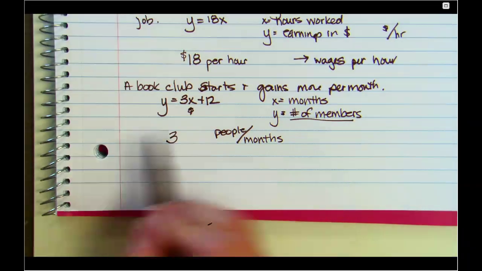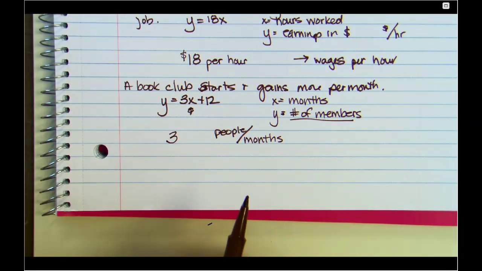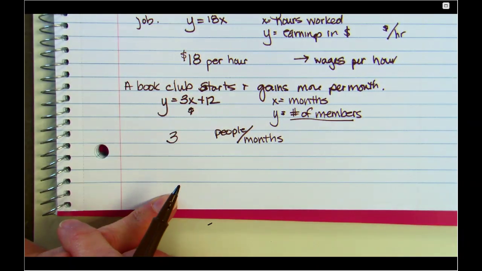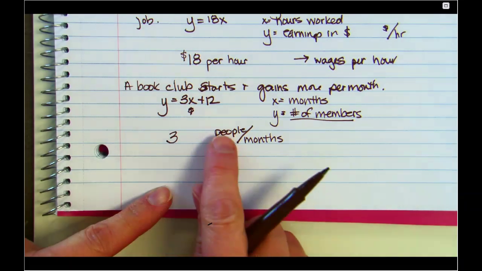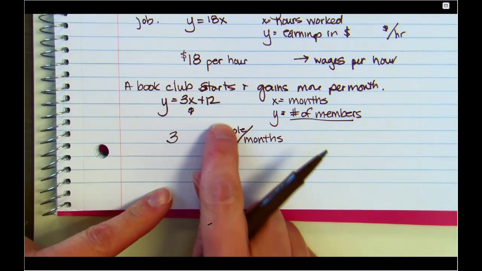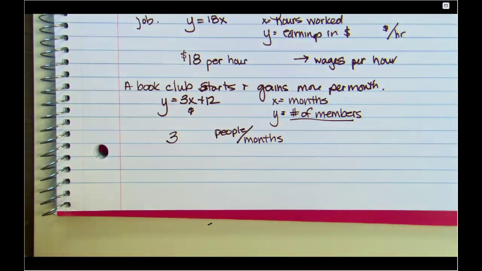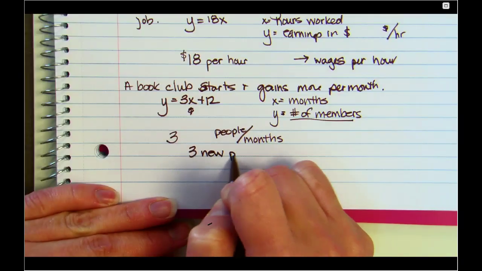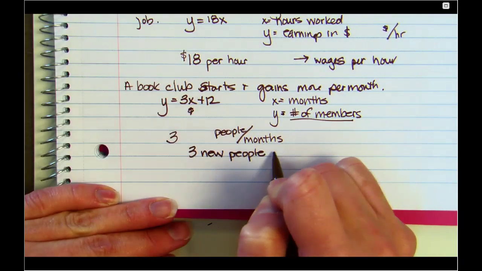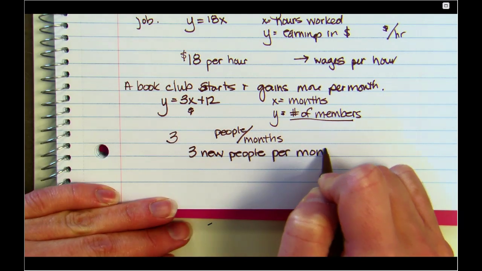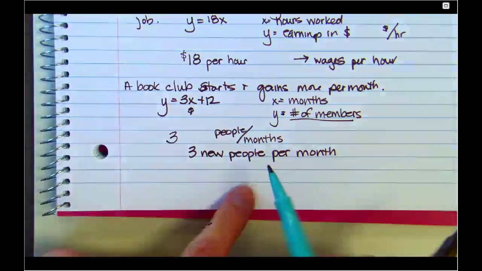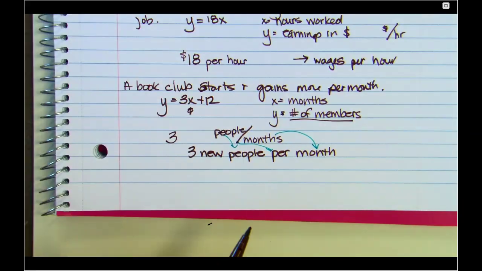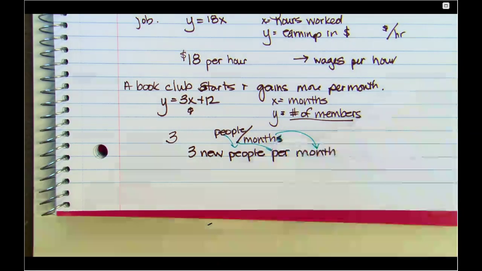Okay, so if we write this now as a nice kind of sentencey thing, what is this slope telling me about the book club? It takes 3 months for 12 people to join. No. 3 people per month. Remember, people per month. That means 3 new people are coming to their book club every month. Okay, and here's where you get that from. We write people, that line means per, and months are measured in months. And it should be singular, that's my fault. Months measured in month.